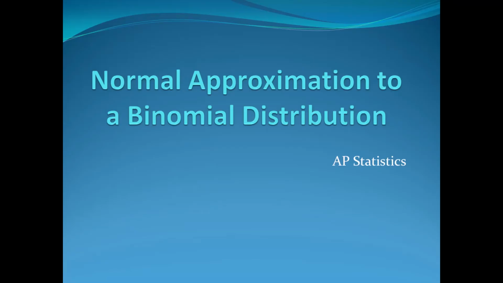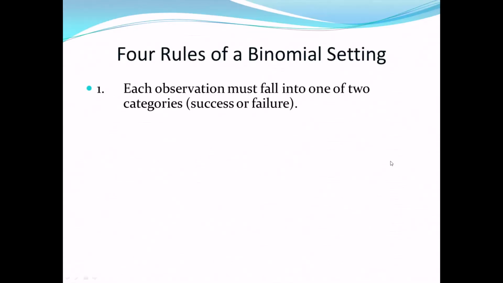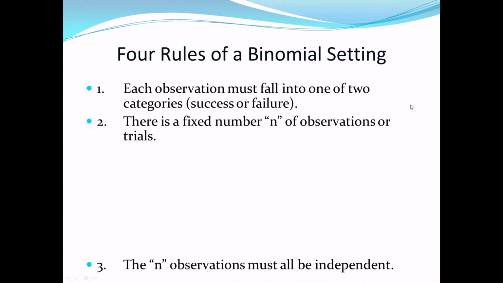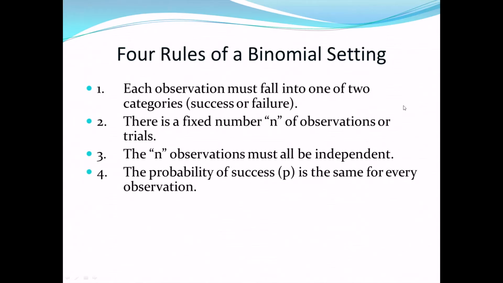This is kind of a neat little thing that goes along with binomial. It's a normal approximation to a binomial distribution. Now, just for review's sake, remember we have 4 rules of a binomial setting: success or failure, fixed number of observations or trials, all of your n observations must be independent, and the probability of success is the same for every observation. So remember, this needs to be committed to memory if you haven't already.